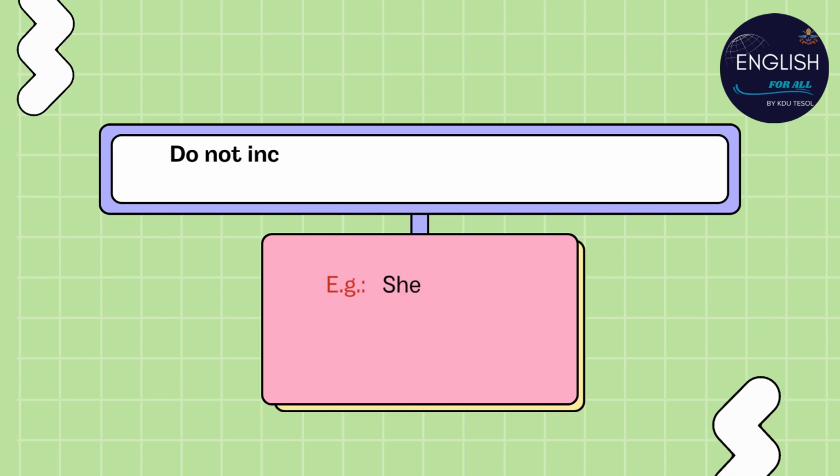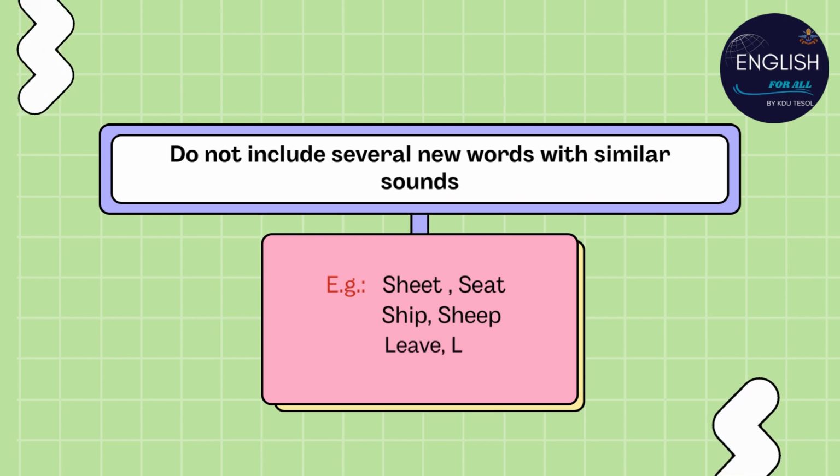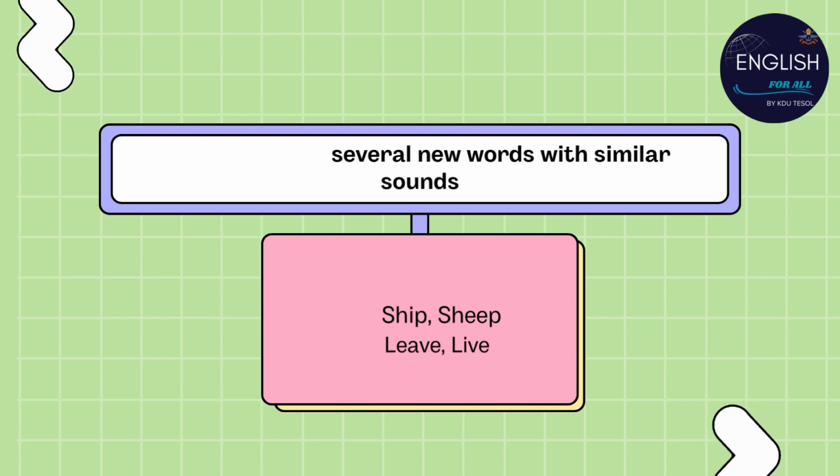Here's our first tip. Avoid using words that sound very similar. It is important because when words have close sounds, it can be confusing for learners. For example, words like sheet and seat or ship and sheep may sound too much alike, especially for the learners with learning difficulties. By selecting words with distinct and unique sounds, we make the learning process easier. This simple adjustment can reduce confusion as well.